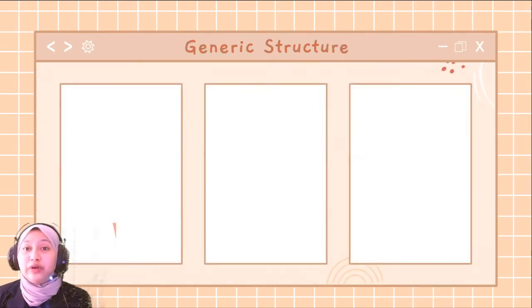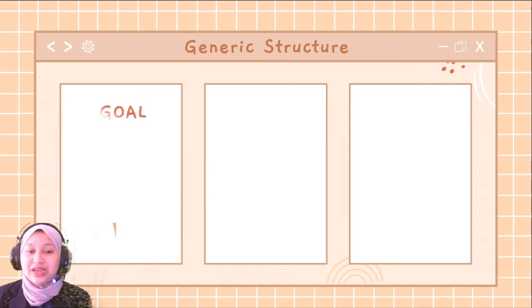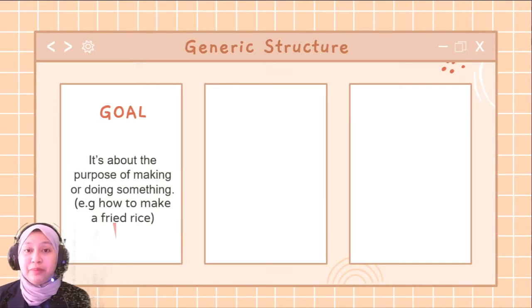Next, we are going to talk about the generic structures of procedure text. So, here there are three generic structures of procedure text. The first one is goal. What is goal of procedure text? So, goal here it's about the purpose of making or doing something. For the example, how to make a fried rice.